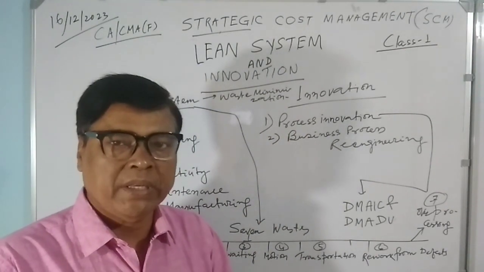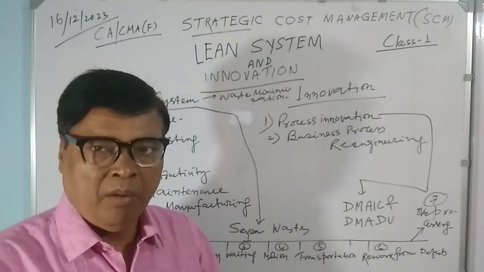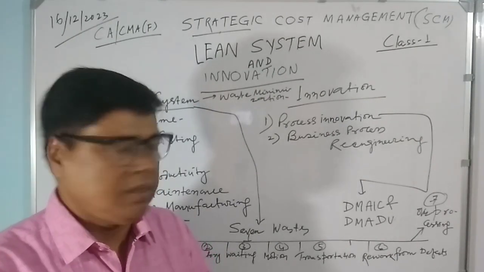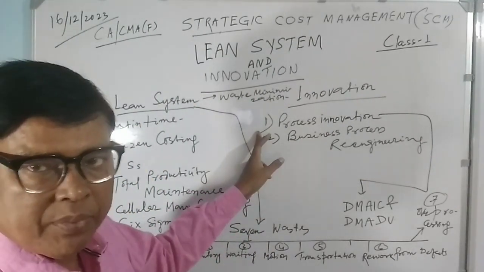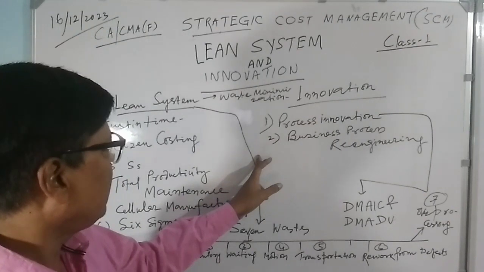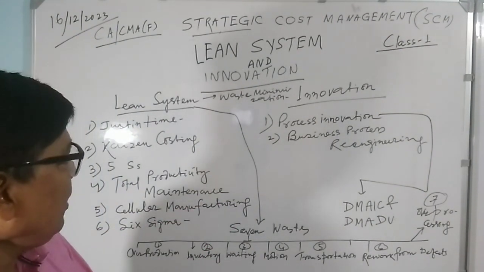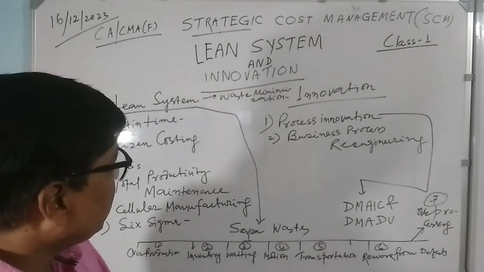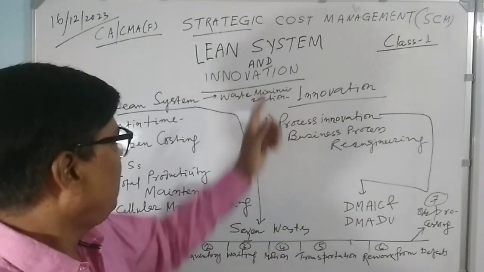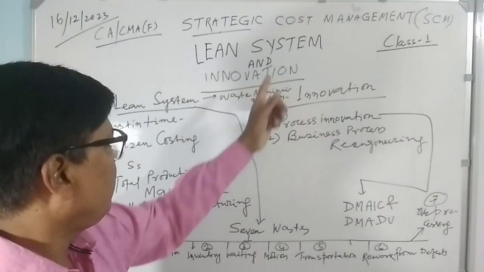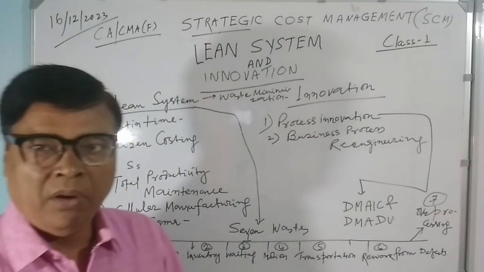This is your CMA and CA final level syllabus. This is a very important chapter from a practical point of view. Now we will be giving a brief overview of what the lean system and innovation is.